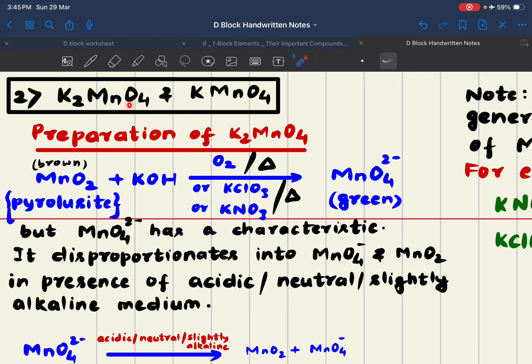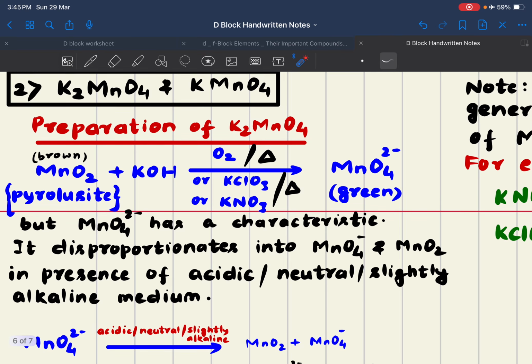In simple words, if it breaks, it will break into MnO4 2 minus. So MnO4 2 minus is called, sorry, manganate. And what if potassium permanganate breaks? Then it will break into K plus and MnO4 minus. So MnO4 minus is your permanganate, where manganese is at plus 7 oxidation state, whereas in manganate, manganese is at plus 6 oxidation state.